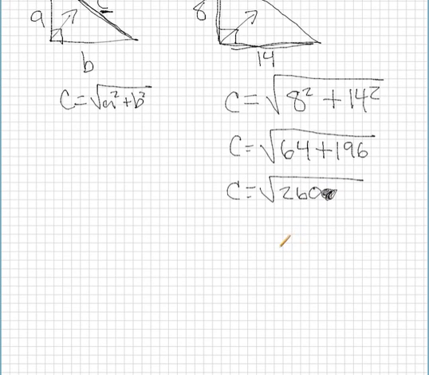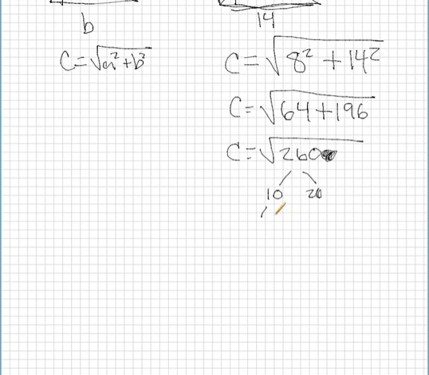And then what we can do is, let's see, if we do our factor tree, we can take out a 10 and a 26. We can take out a 2 and a 5. We can take out a 2 and a 13. So we can actually take out a 2. So we'll take out the 2 and leave the 5 times 13 in the square root.